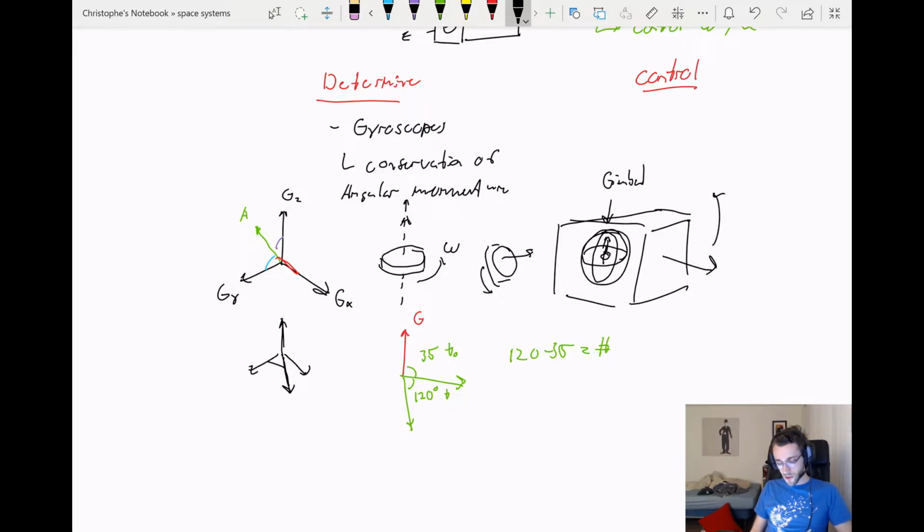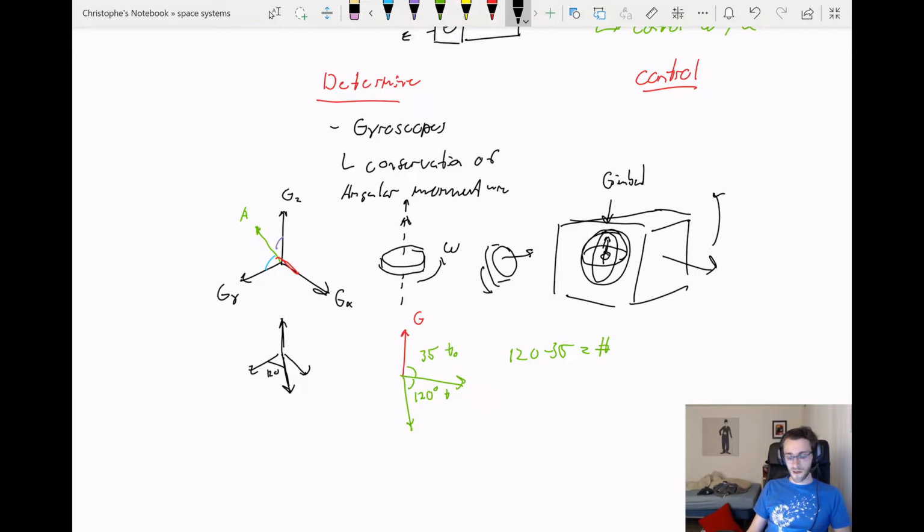They're all separated by 120 degrees. I think it's 120 degrees. You can look that up. Tetrahedral. Wikipedia that. Alright, so why would you often see gyroscopes in tetrahedral orientations?